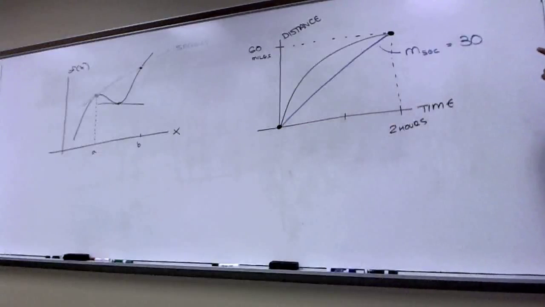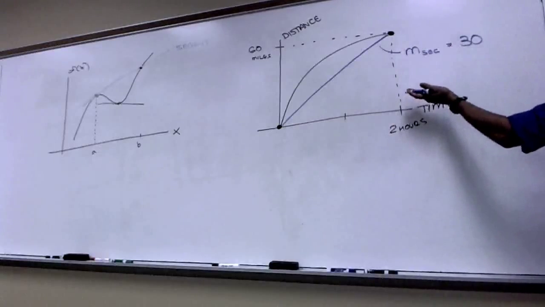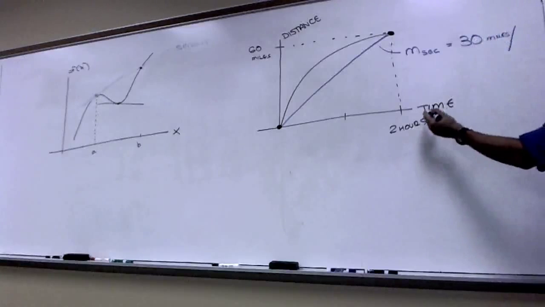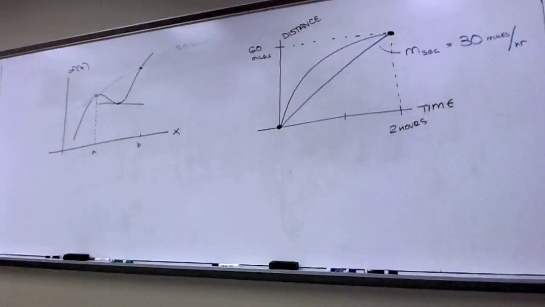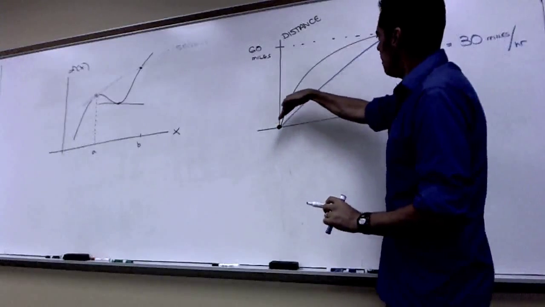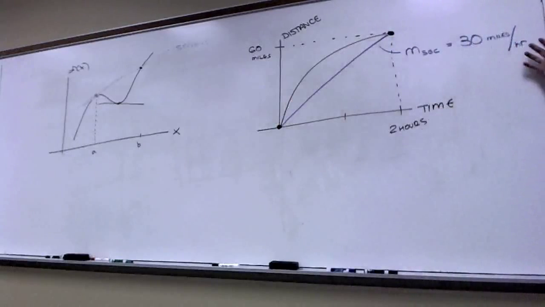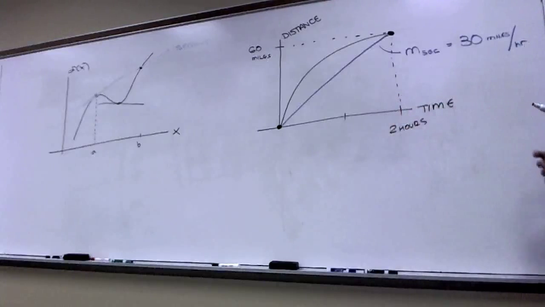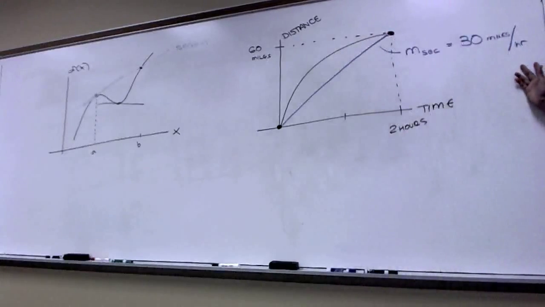And let's use the units in here. Your rise is actually measured in what? Distance. Miles. And then per, the time was measured in hours. So the ratio that represents the slope of this line is actually a speed, isn't it? Miles per hour. 30 miles per hour is what? Is it your speed? It's your average speed. If you go 60 miles in 2 hours, that means that you went 30 miles per hour. Yes?